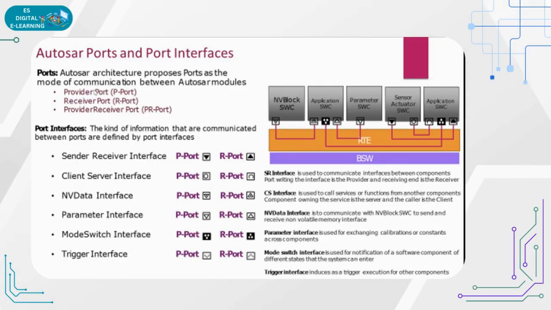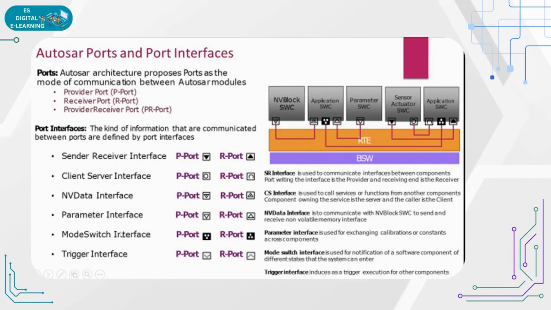One port will do sending only, it won't receive, and one port will receive the data, it won't transmit. And one port will do both operations. So like this, three kinds of ports are classified. What are the interfaces? Port information has the sender-receiver interface, client-server interface, NV data interface, parameter update, mode switch or trigger interface.